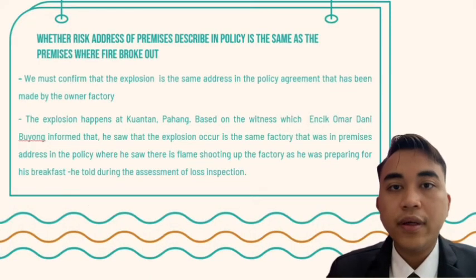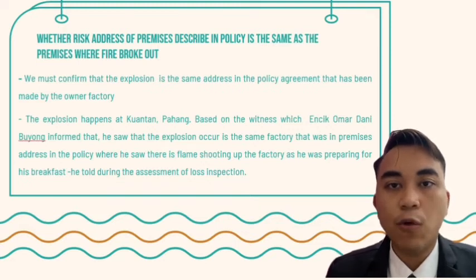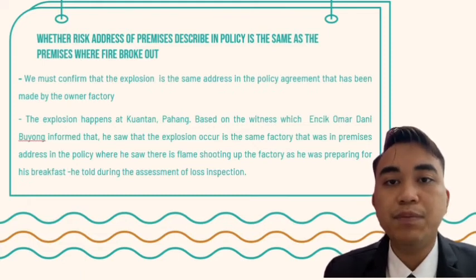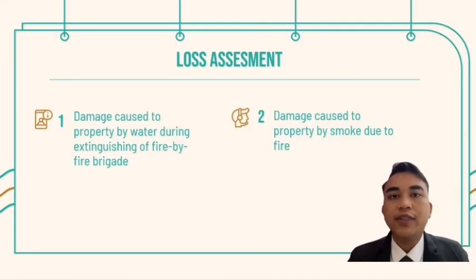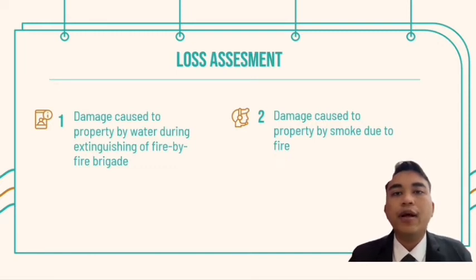Third, whether the risk address of the premises described in the policy is the same as the premises where the fire broke out. We must confirm that the explosion is at the same address as in the policy agreement made by the factory owner. Next, for the loss assessment, first is damage caused to property by water during the extinguishing of the fire by the fire brigade. As we know, when a fire occurs, the fire brigade will help to put it out. We can see that the walls of the building are destroyed.